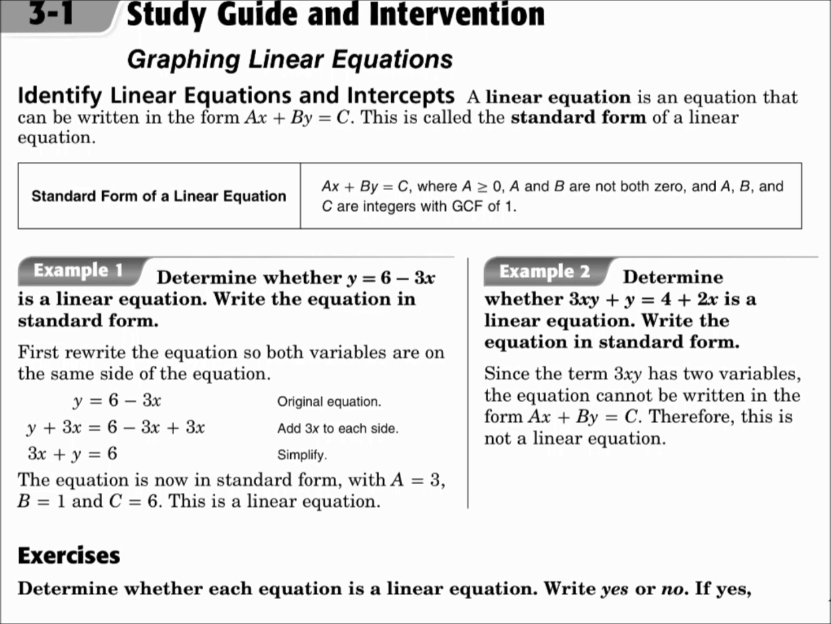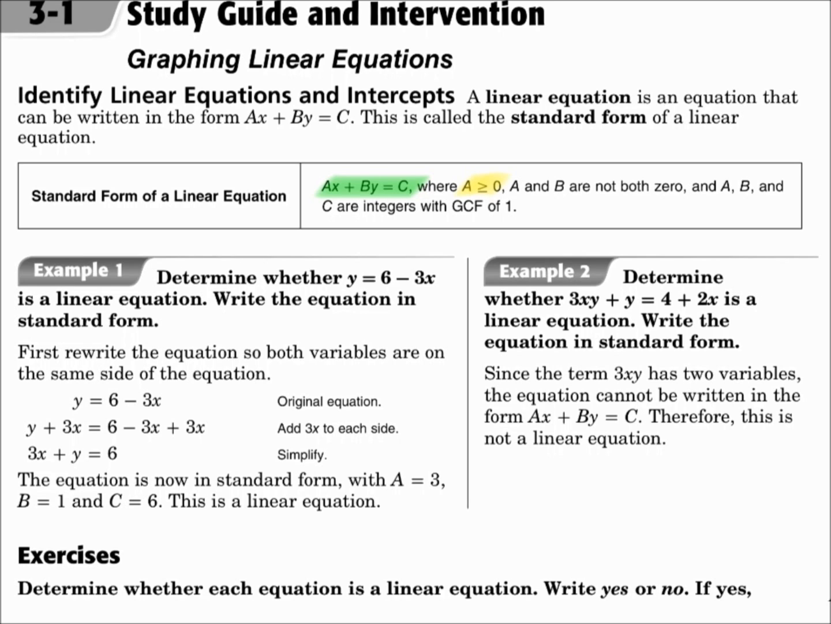A linear equation is an equation that can be written in the form ax plus by equals c. This is standard form of a linear equation. So a linear equation, when it's graphed on the coordinate plane, will form a line. Ax plus by equals c is standard form. X and y will be x and y, and a, b, and c will be numbers, and they have special rules.